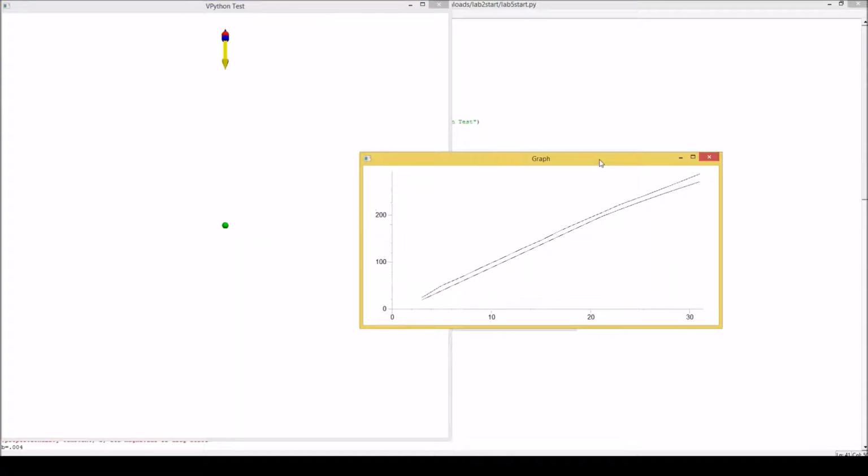Here is the computational model in action. The yellow arrow represents weight force, and the blue drag force. The blue sphere represents the model's prediction, and the red represents the observational data. The green sphere pictured represents the ground.